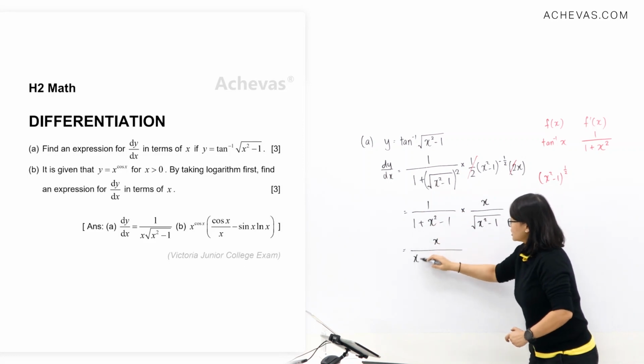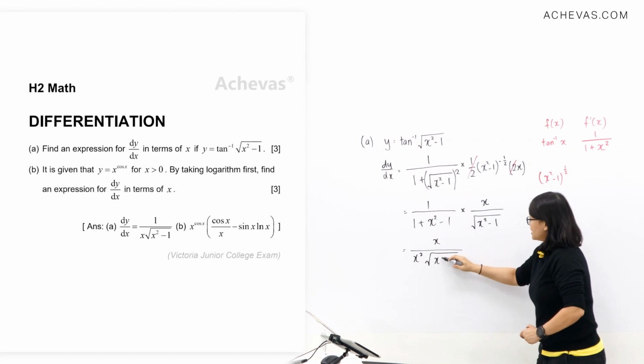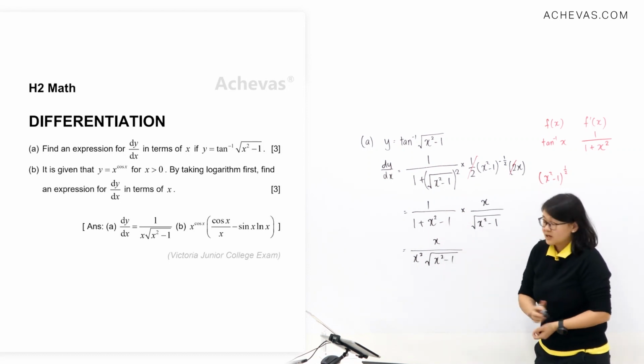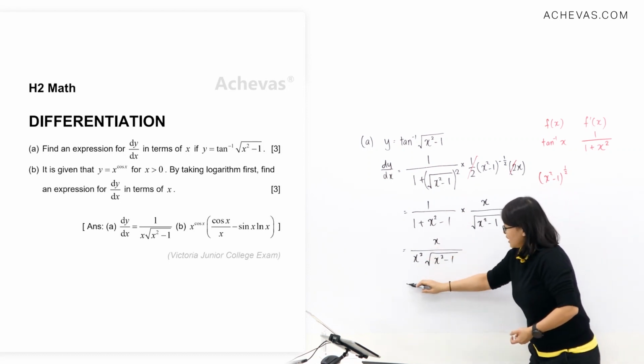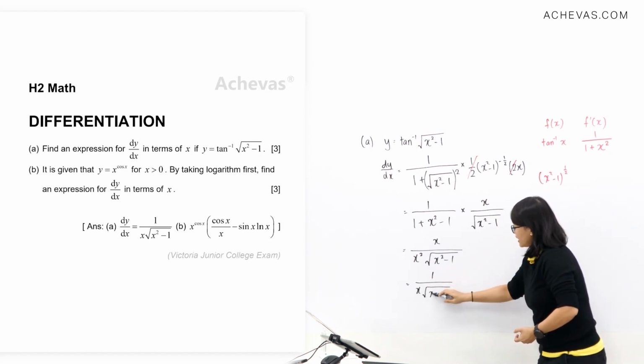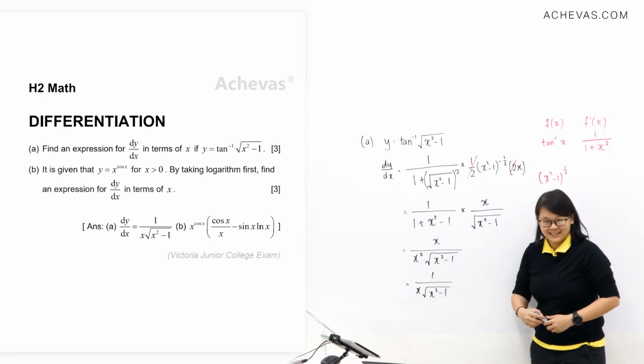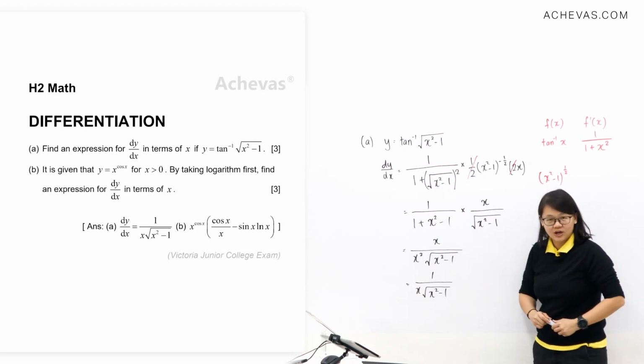So this one reducing, 1 minus 1 is gone. I'm left with x squared, and this will be x squared minus 1. Divide this again, I'll be getting 1 over x times square root of x squared minus 1. So this will be the answer for part A. Let me erase and we'll take a look at part B.